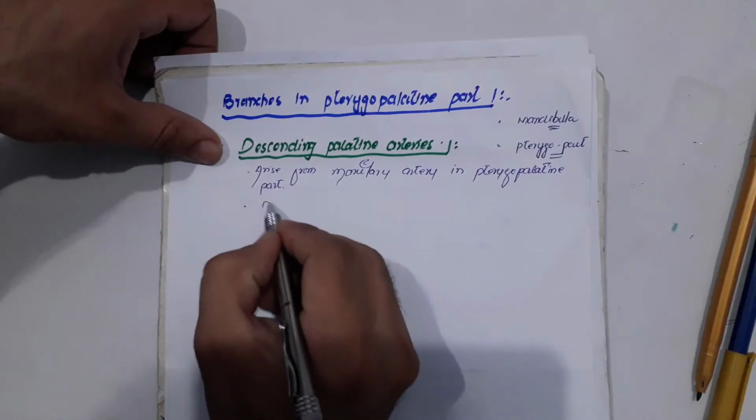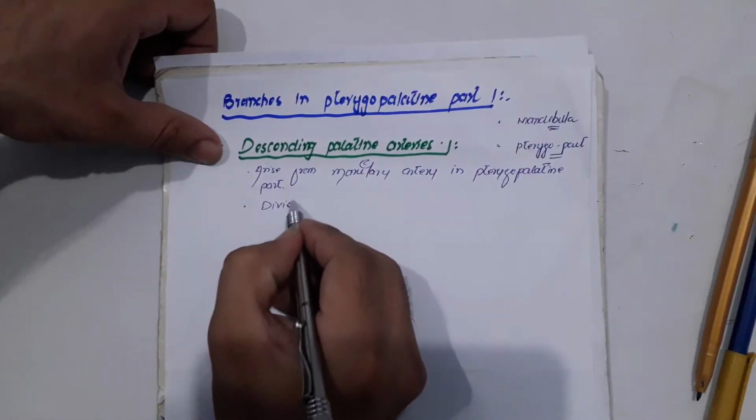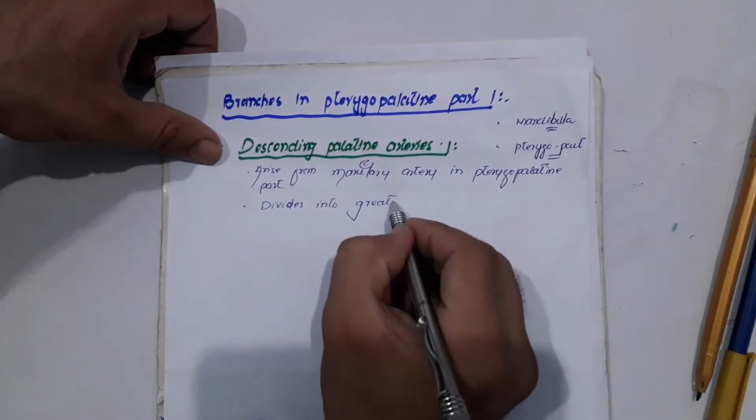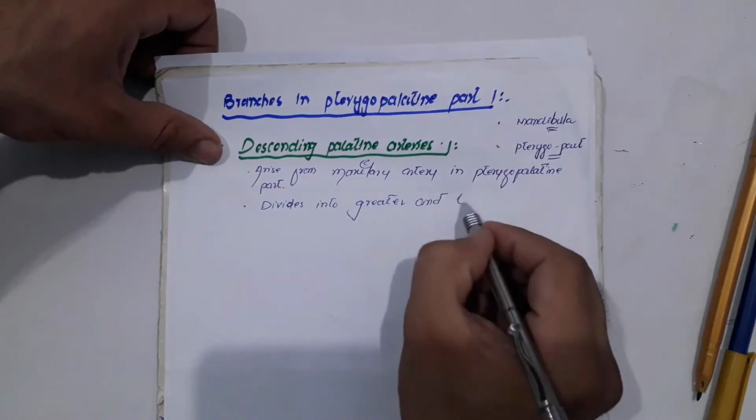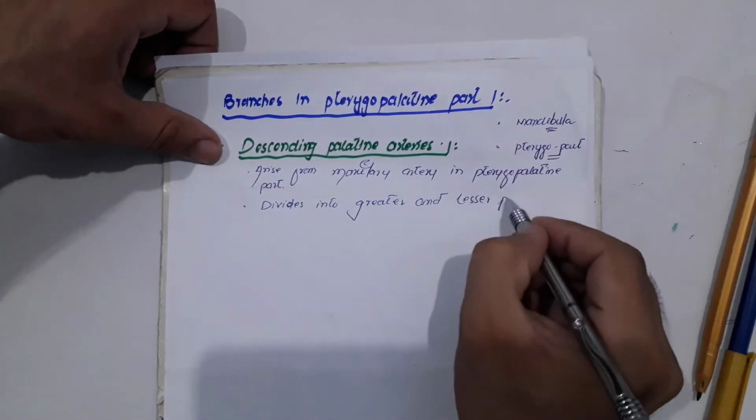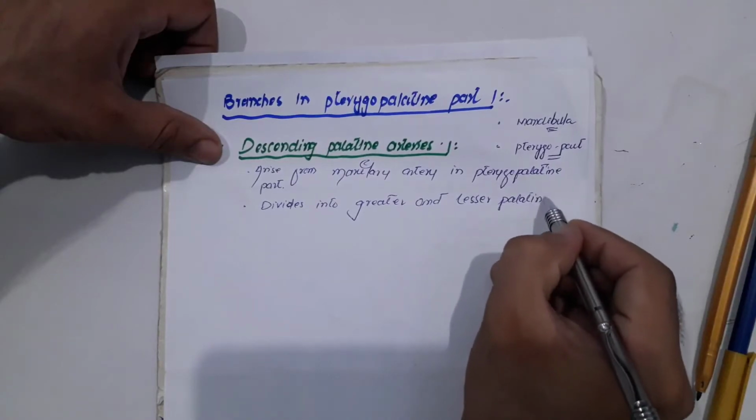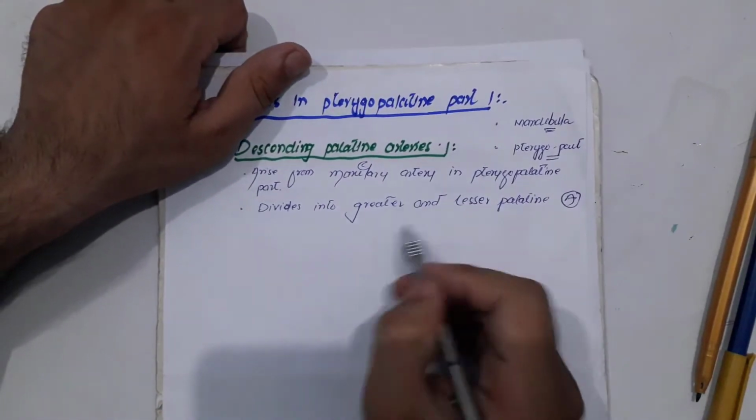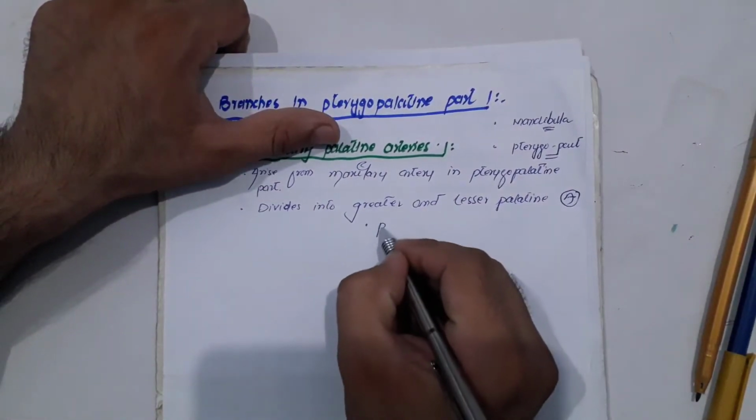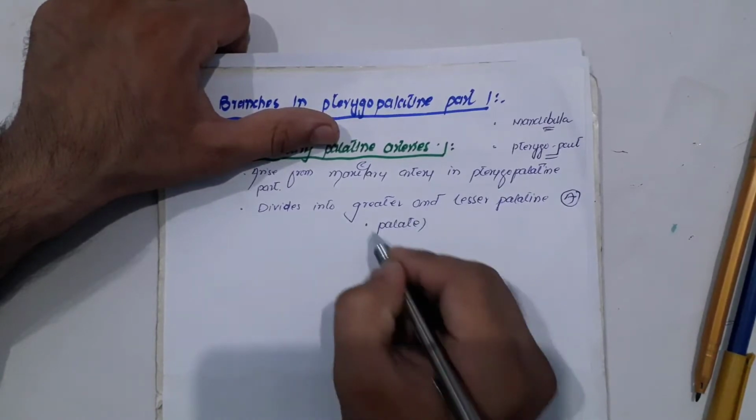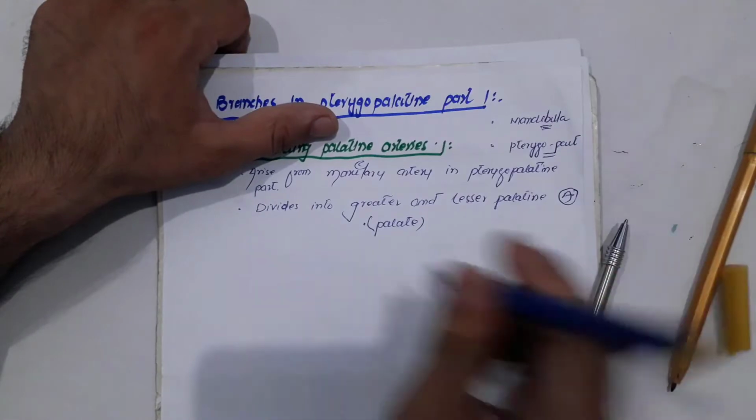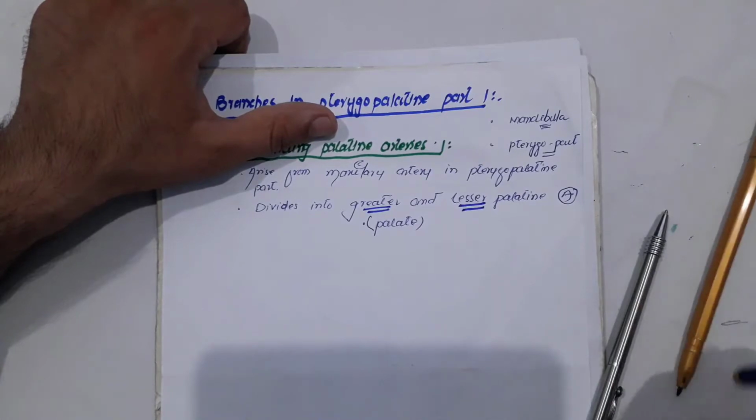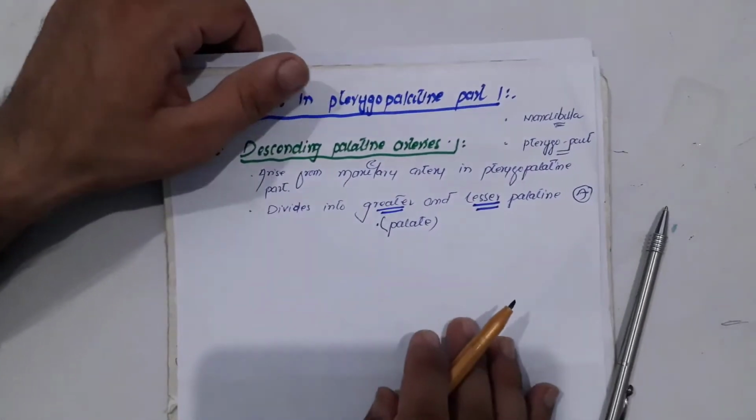It divides into greater and lesser palatine arteries. Clear friends? Okay, greater and lesser palatine arteries mostly supply the palate, right? Mostly supply oxygenated blood to the palate. So they are divided into greater palatine and lesser palatine arteries. We will see all these also in the diagram, don't you guys worry.